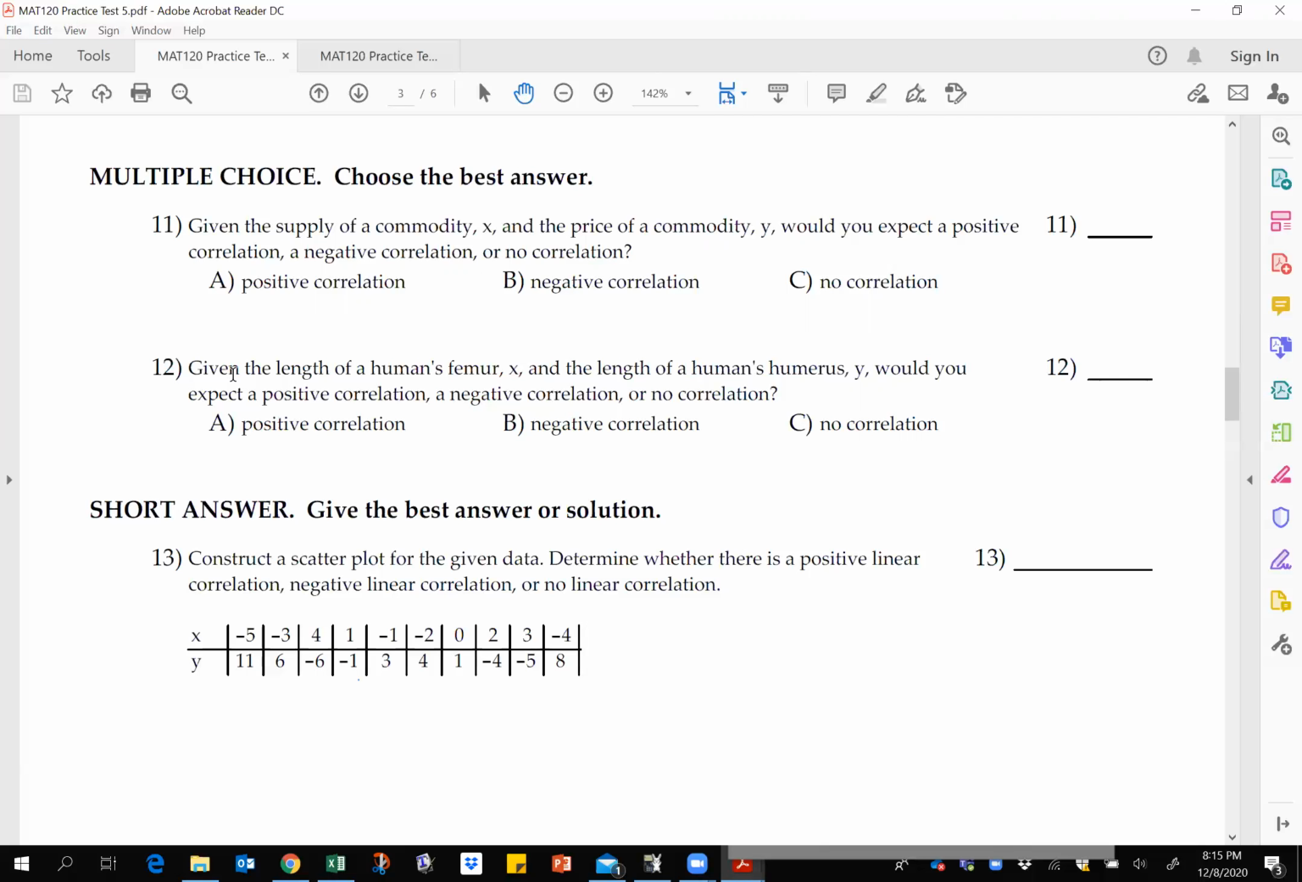In question 12, if we measure the length of someone's femur, which is their leg bone, compared to their humerus, which is their arm bone, would you expect a positive, negative, or no correlation? Well, typically the larger somebody is, the larger their leg, and consequently the larger their arm would be. So when one increases, the other would also increase. So those two variables should be positively correlated. Does anybody have any questions on positive, negative, or no correlation?